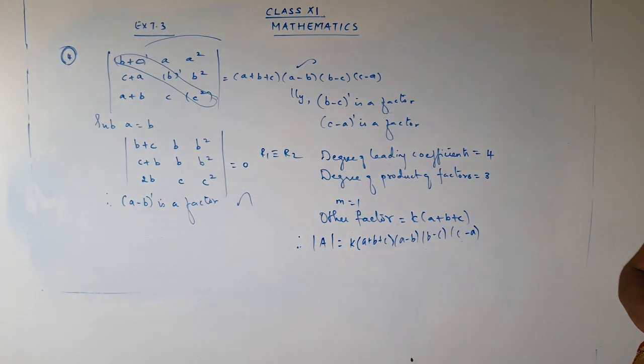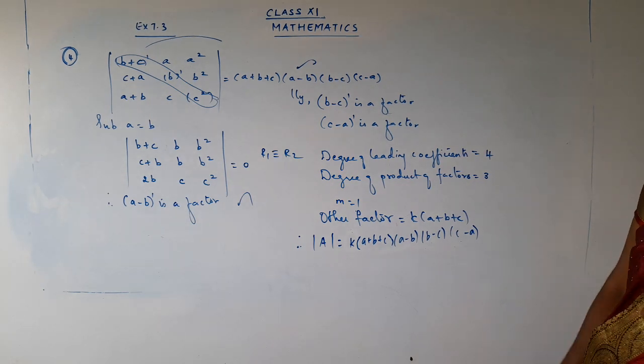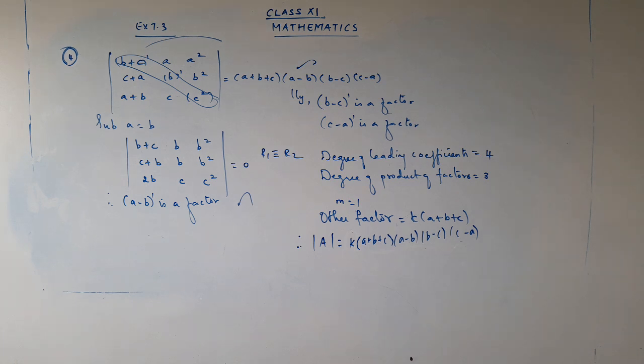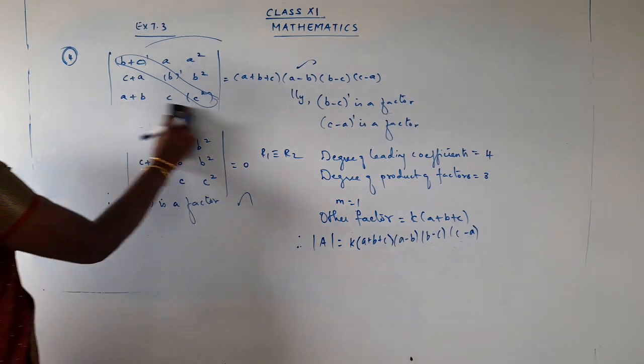K into a plus b plus c into a minus b into b minus c into c minus a. So I get determinant of A is equal to K into a plus b plus c into a minus b into b minus c into c minus a. Okay, done children. Now let me substitute the values for a, b, c. I am going to take a as 0.